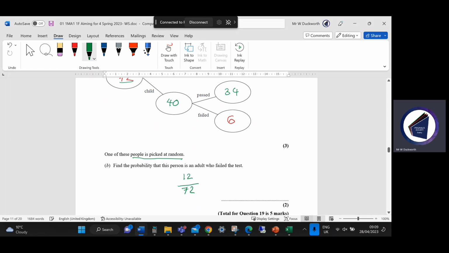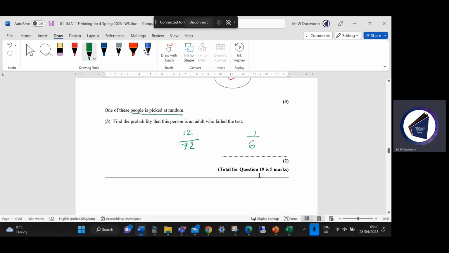Doesn't say to simplify the fraction. However, if I wanted to, I don't think I'd lose a mark, but 6 goes into 12 and into 72. 12 goes into 12 once and it would go 6 times into 72. So 1 out of 6 would be my simplified answer.